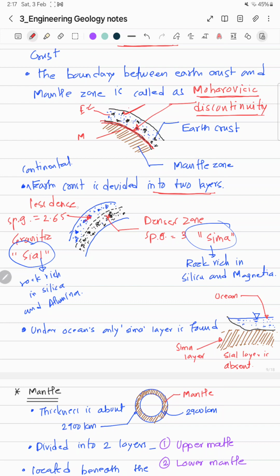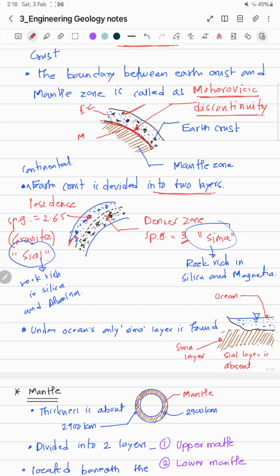So the top layer is less dense, having a specific gravity of 2.65, and the bottom layer is denser than the top layer, having a specific gravity of 3. So we have the top and bottom layers, the less dense and the denser zone. This less dense zone, having a specific gravity of 2.65, is called SIAL. Basically granite is found in this top layer.